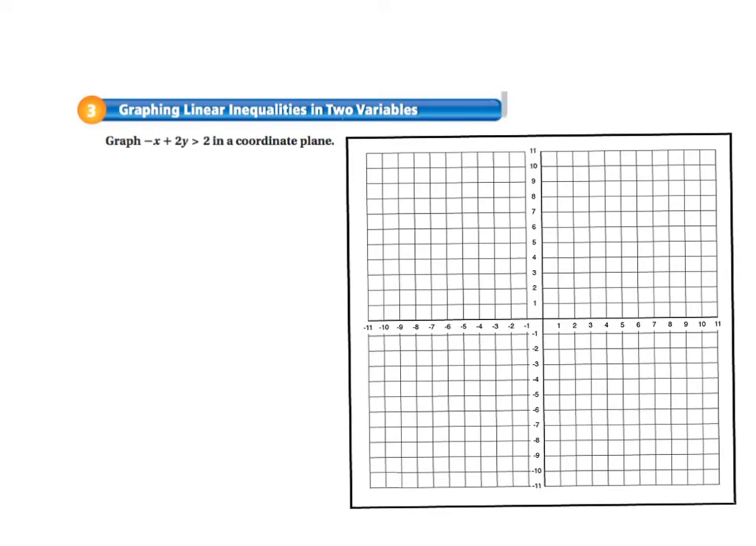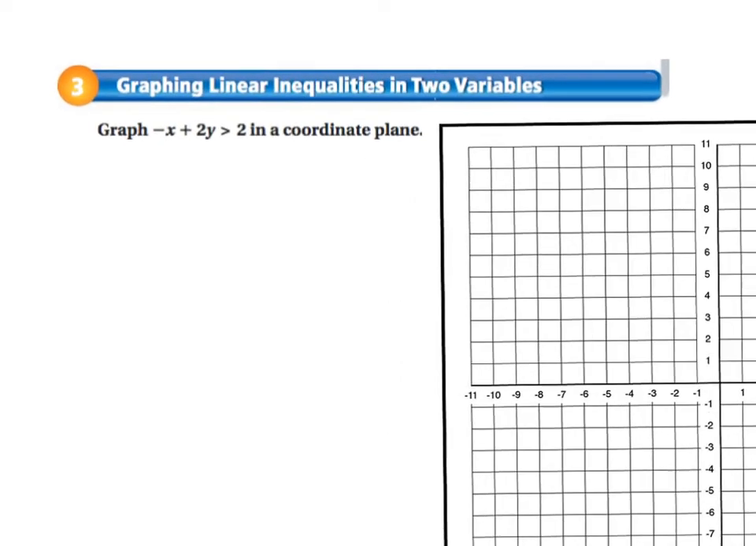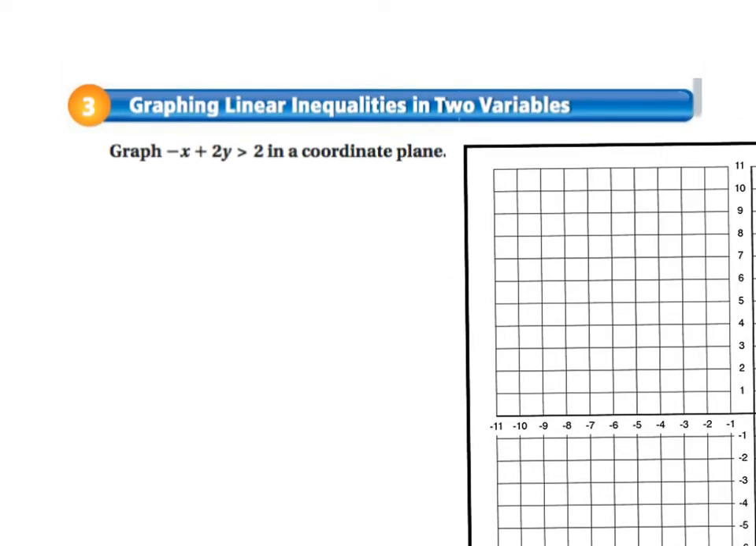Okay, now we're going to try one more together. This one is a linear equation that is not in slope-intercept form. So in order for us to graph it, first we're going to rewrite it in y equals mx plus b, which is slope-intercept form. So if we have -x plus 2y is greater than 2, I need to isolate y.